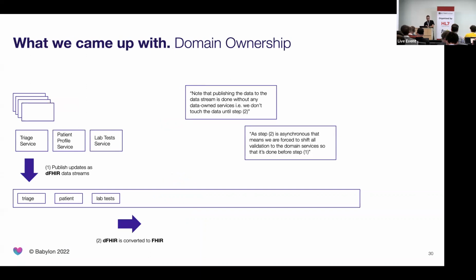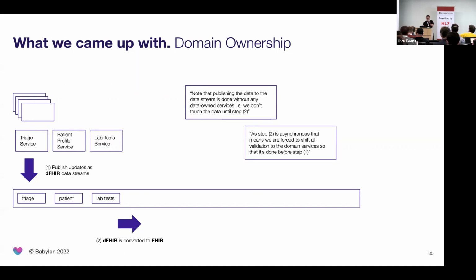So the next bit is domain ownership. What we really needed, to make sure that data wasn't duplicated across the organization, is that there's always a team that owns every type of data. So everything to do with triages goes through the triage service and ends up in this triage stream. Ditto with patient profiles, which end up in this patient stream.